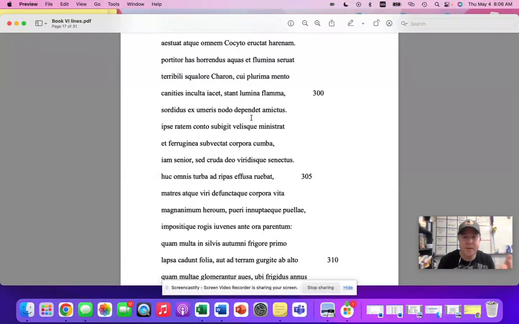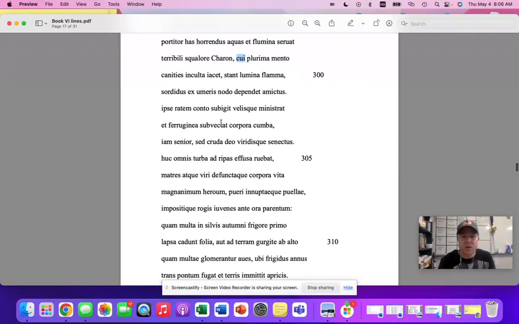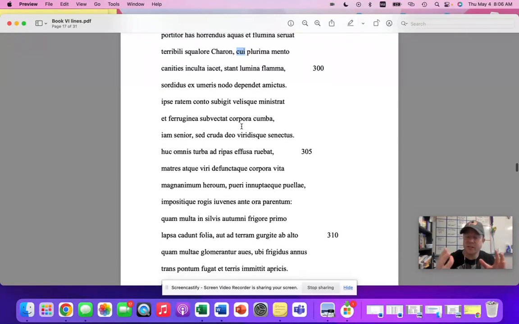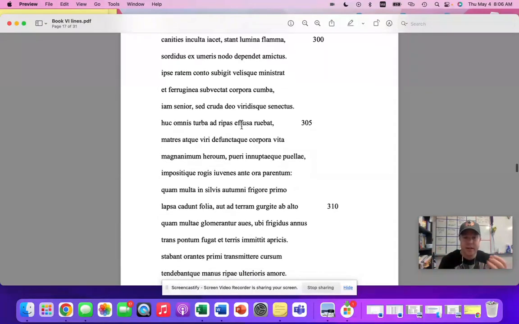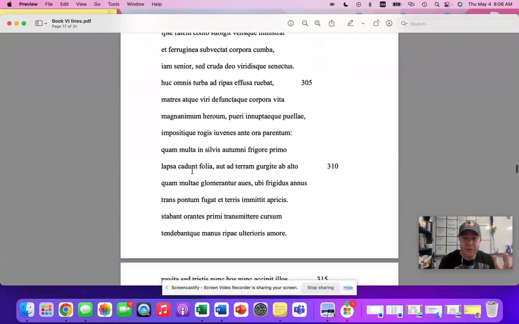You've got figures of speech here, lumina, the classic metonymy, that word substitution for eyes. You get cui here, this wonderful dative, starting out that relative clause, that dative of reference. You get all of these grammatical and cultural elements here, in addition to just some really, really good Latin in those first few lines.